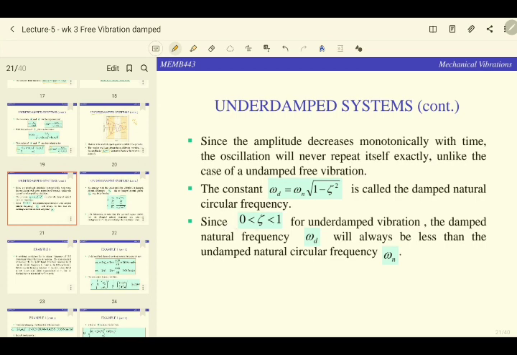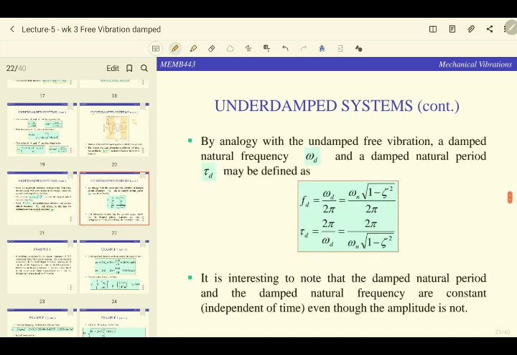When you have underdamped, where your zeta is between 0 and 1, then the damped natural frequency omega d will always be less than the undamped natural frequency of the system. You can also find the relationship with frequency Fd. Normally the unit is hertz, and your tau d, which is the period of oscillation, is in seconds. So now instead of using just omega n, you have the term omega d. Previously it was omega n, so now we are using omega d.